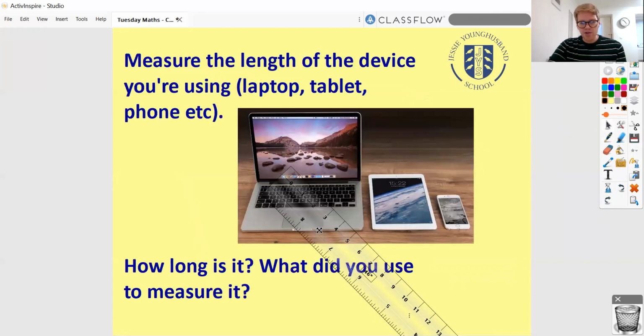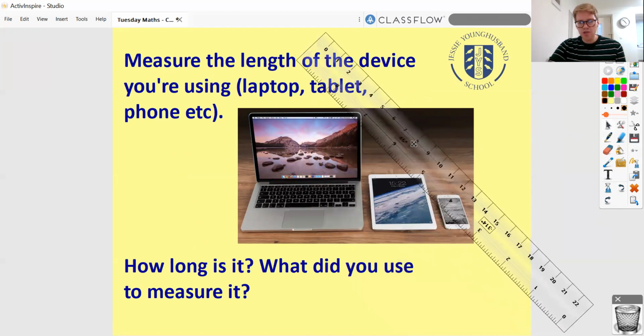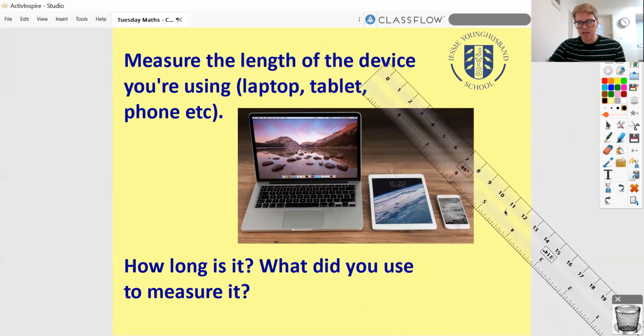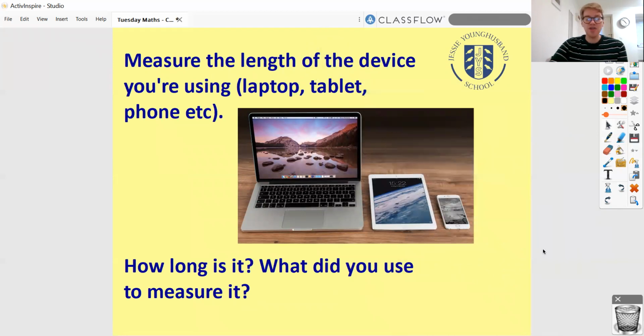Okay, let's have a good think then about some of these cold task questions. So some of these you might have found really easy, some of them you might have found quite tricky.